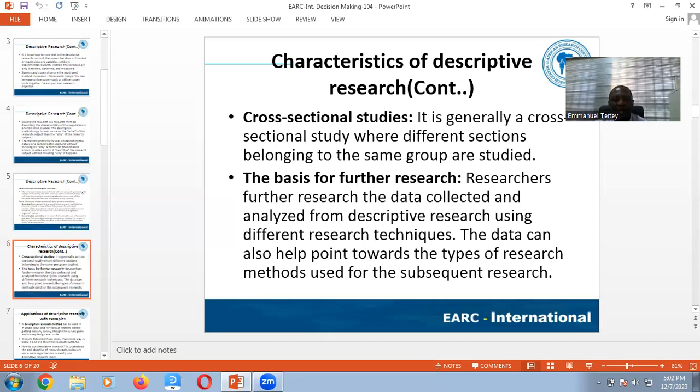Characteristics of descriptive research. Cross-sectional studies. It is generally a cross-sectional study where different sections belonging to the same groups are studied. The basis for further study. It is a basis for further studies. Researchers further research the data collected and analyzed from a descriptive research using different research techniques. The data can also help point towards a type of research method used for subsequent research.